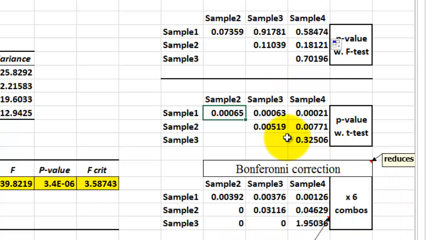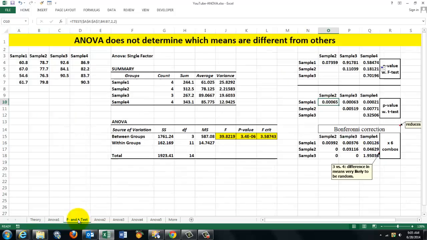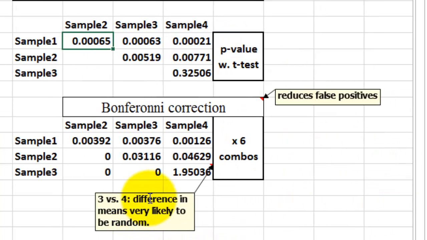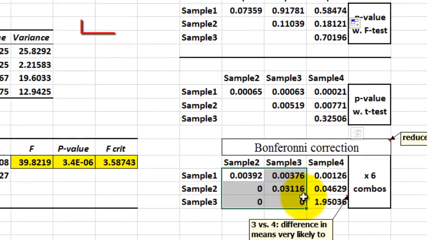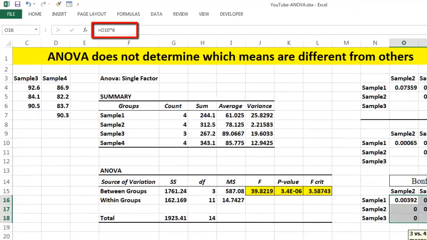So the problem is, as I discussed before, that when you combine things, you get into this problem. So what do we have to do? We have to apply what they call a Bonferroni correction. It reduces the false positives. And a simple rule of doing that is you multiply these results by 6 because you have 6 pairs of observations. So this one has just a simple formula. Take that cell and multiply by 6.